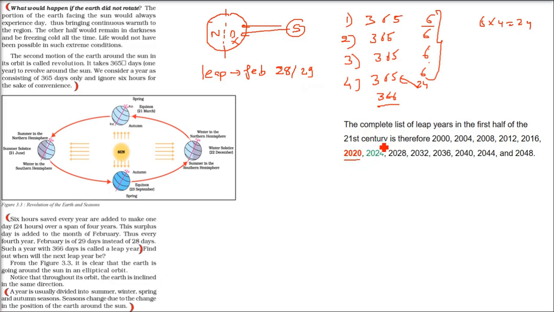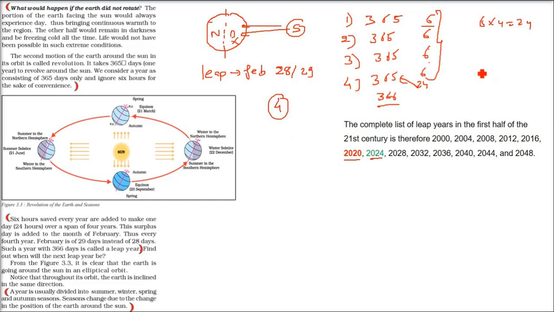2020, which has just gone, has how many days? 366. 2024 will be the next leap year, and these years, if you can see what has gone and what is still coming.